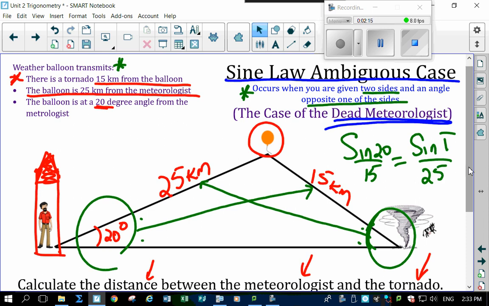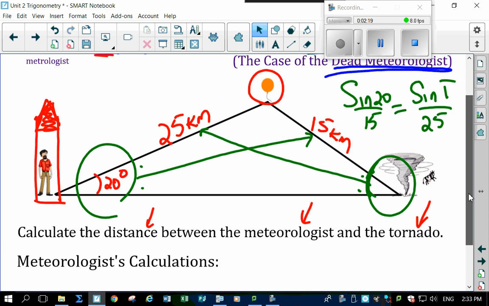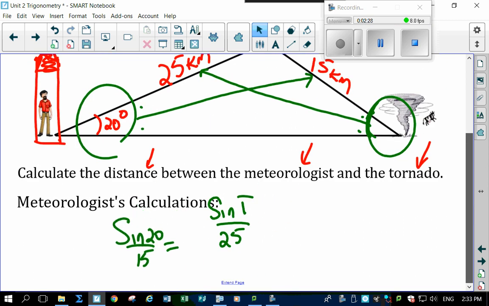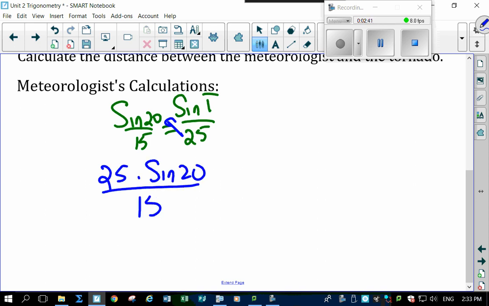So let's keep on going. Let's find this angle of this tornado. Let's just take this whole lot right here and bring it all down with me. There it is. Let's find out the sine of t and then t itself. Cross multiplying is going to give me 25 times the sine of 20 over 15. Let's figure out that number. That's going to give me the sine of t.